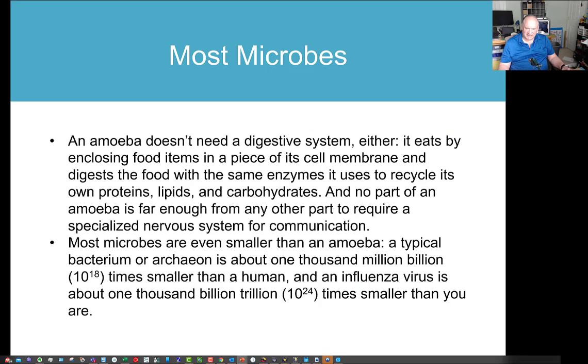An amoeba doesn't need a digestive system. It's the simplest form. It just sort of grows around its food, or kind of encapsulates it, and then brings it in.